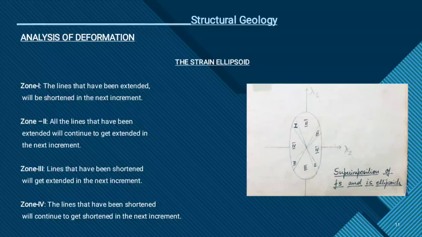Let's see. In zone 1, the lines have been extended, but will be shortened in the next increment. In zone 2, the lines have been extended, and when the next increment occurs, they will be extended further. Zone 4 will be shortened actually. But in zone 1 and zone 3, what will happen? In zone 1, the lines have been extended, but in the next increment they will get shortened. It will rotate like this.